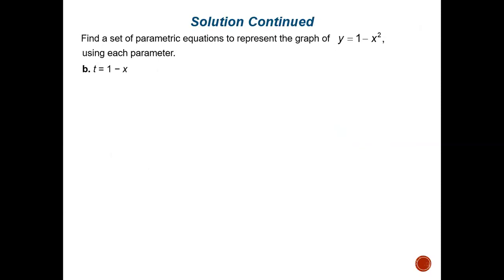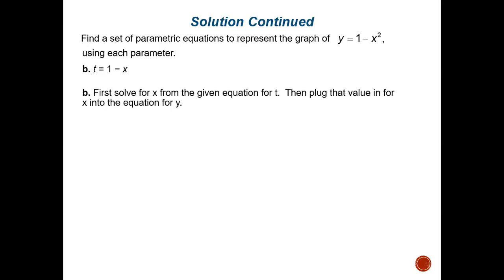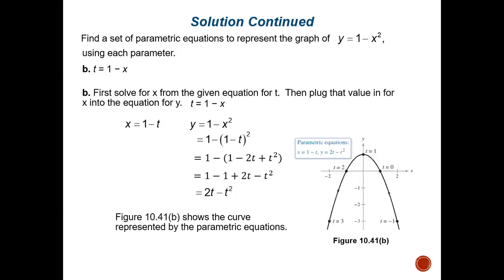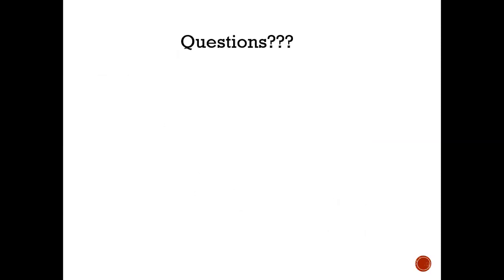All right, so let's look at this. Find a set of parametric equations that represent the graph of y is equal to 1 minus x squared using each parameter. Again, we're replacing y with t. First, we're going to plug in the values for each of the equations. Here is what we're doing. Once we solve, we have 2t minus t squared. So again, this is just a review on how we're getting our parametric equations.